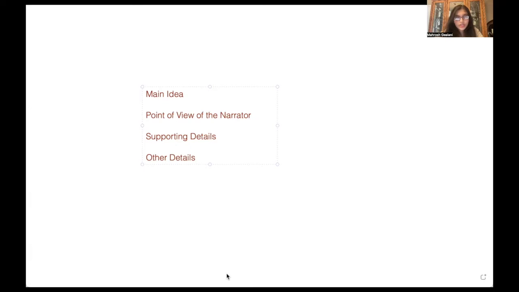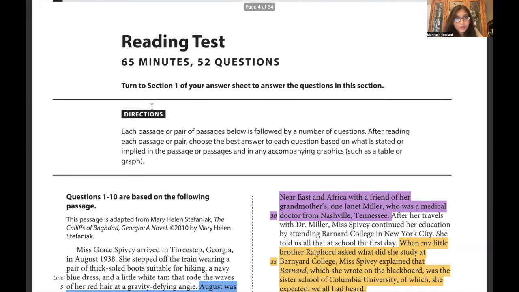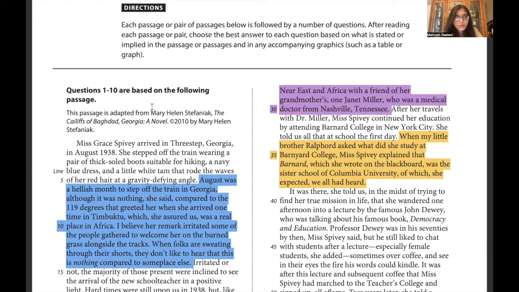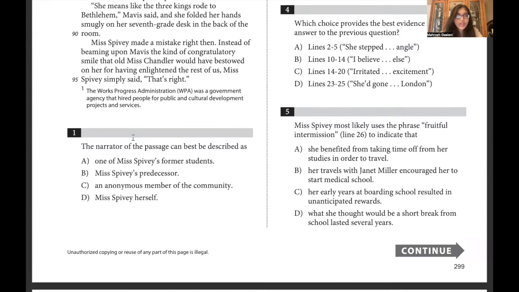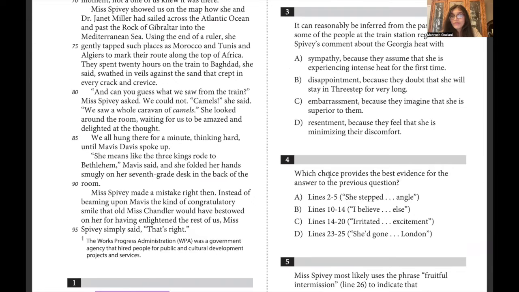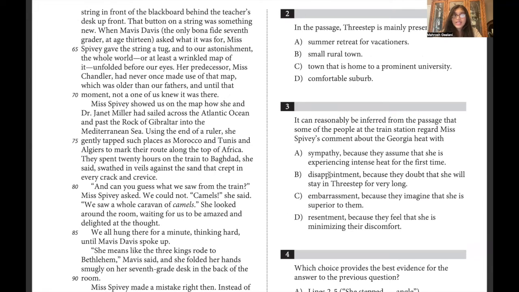So if we switch gears here and work on a piece, this is an SAT practice reading test. And one of the things that you'll notice is when you see the questions right off the bat, you'll get questions about the narrator, you'll get questions about evidence on what someone might be feeling. There are inferences, but most of all, these are all part of the main idea.